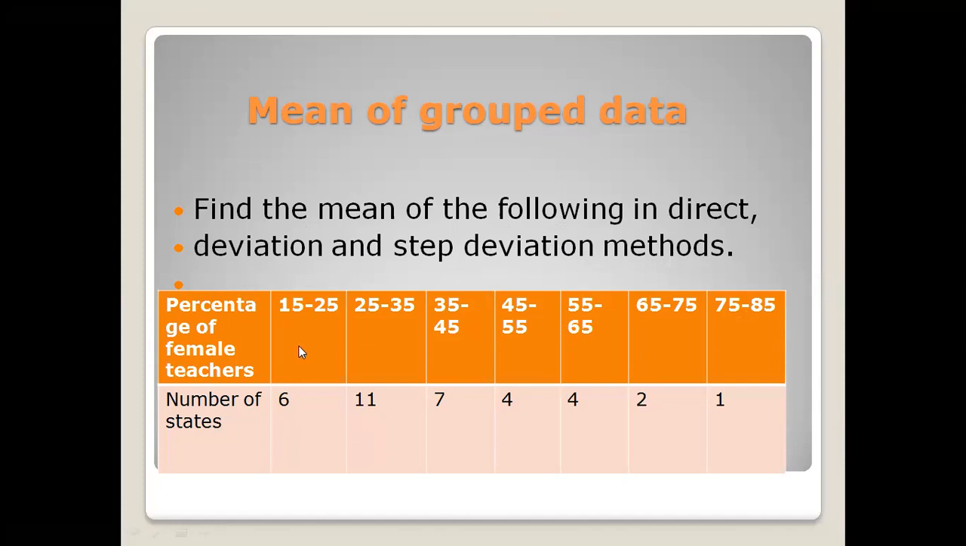The question is here. Percentage of female teachers: 15 to 25, 25 to 35, 35 to 45, 45 to 55, 55 to 65, 65 to 75, 75 to 85. Number of states: 6, 11, 7, 4, 4, 2 and 1. So let us see how to make the table to find the mean of the given question in all three methods in a single table.